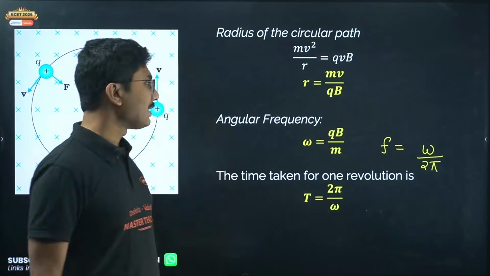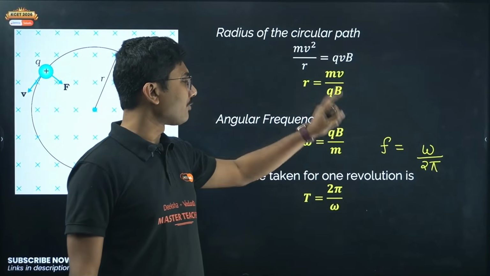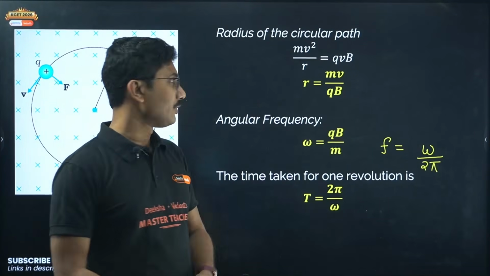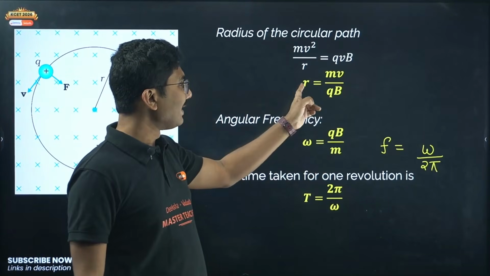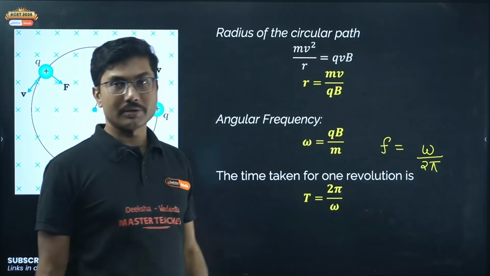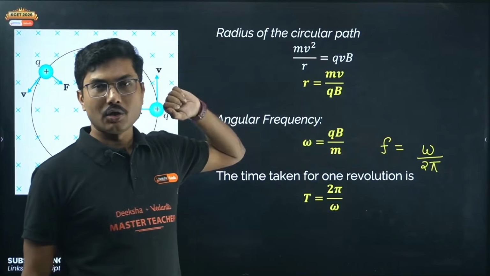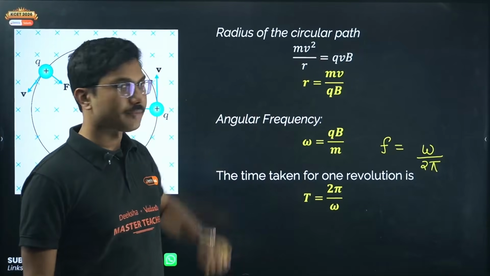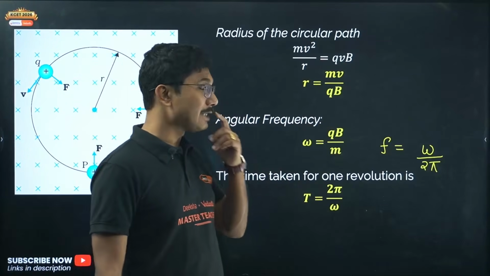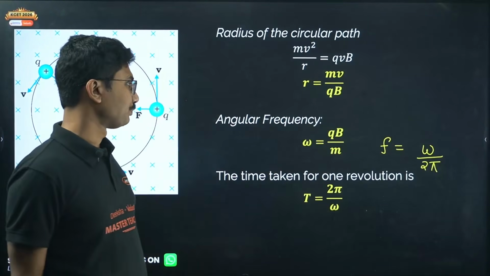As you can see, angular velocity is independent of the velocity of the particle. There is no velocity term here, but the radius of the motion is dependent on velocity. So angular velocity or frequency are not dependent on the velocity of the particle. They depend only on the charge, mass and the magnetic field.